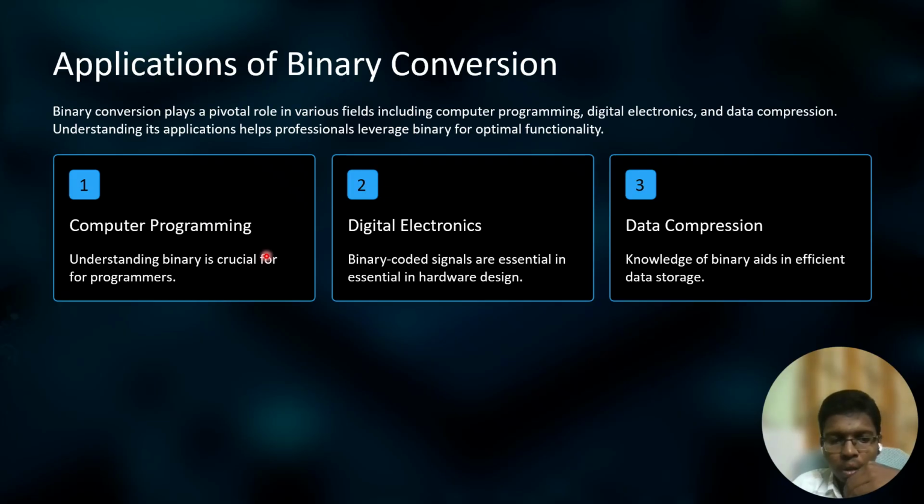For example, in computer programming, understanding binary is vital for writing programs. We can also use it in digital electronics, where binary code signals are essential in hardware design. Knowledge of binary also aids in efficient data storage, and we can use it in data compression for data storage.